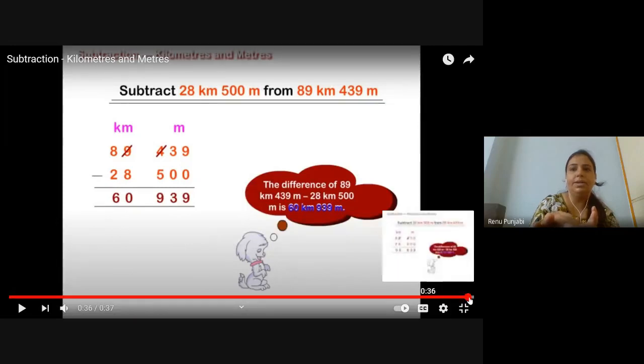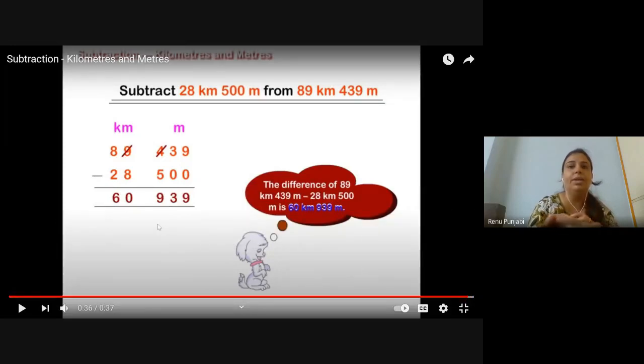It is not coming here, but you will write the answer down here like this. Can you see here? 60 kilometers, 939 meters. Yes or no? Yes. This way, when the answer comes after here, you write the answer down. And for the subtraction, we use the word difference. We are finding the difference between these two numbers. Am I clear to you all?